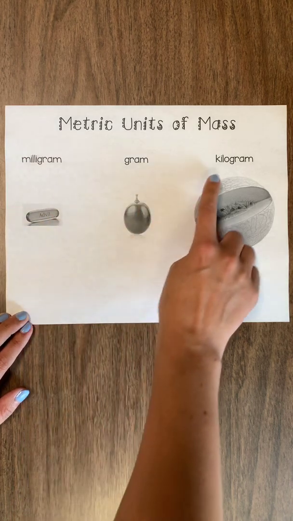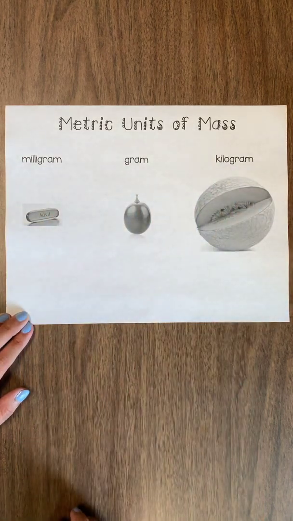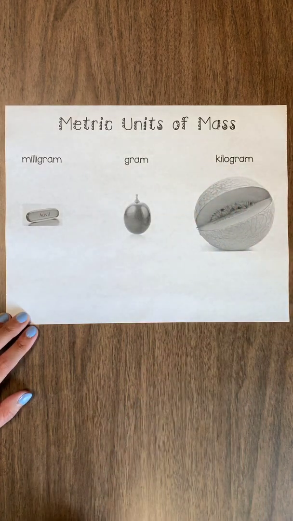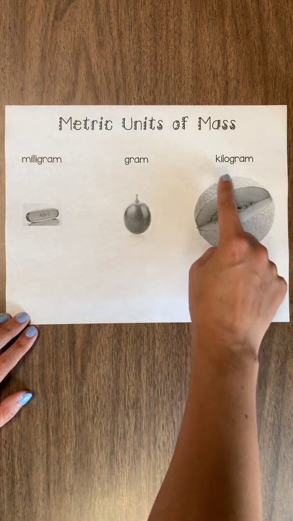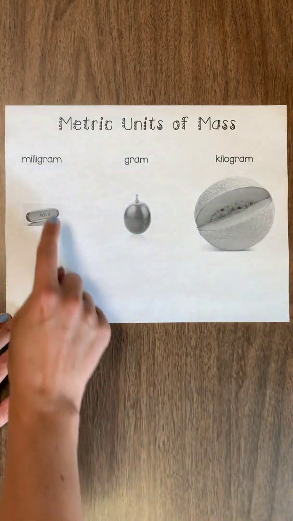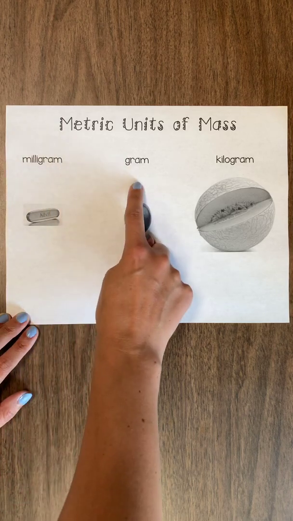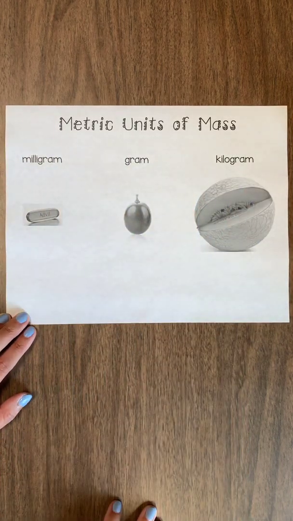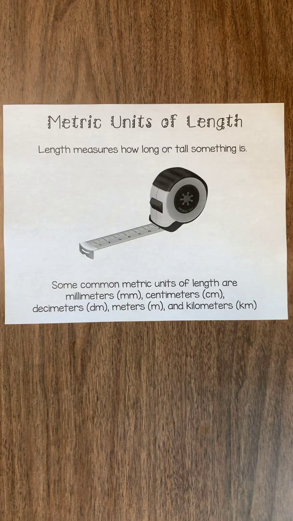But then we have a kilogram. A kilogram is used for measuring the mass of much larger objects. This is a picture of a cantaloupe. One cantaloupe is equal to about 1 kilogram. So milligrams are the small ones, grams are kind of in between, and then we've got kilograms made for much larger objects.